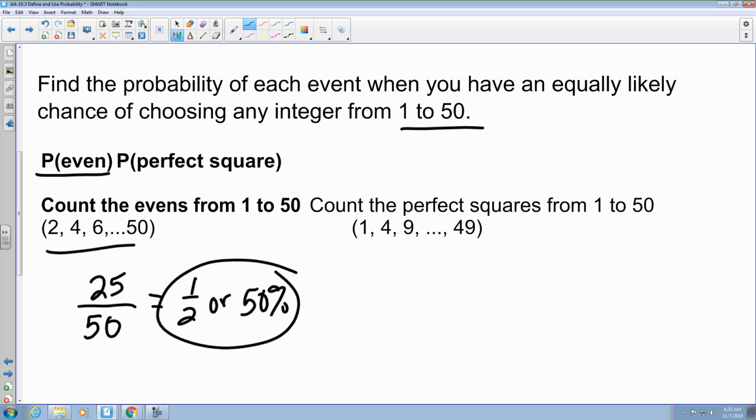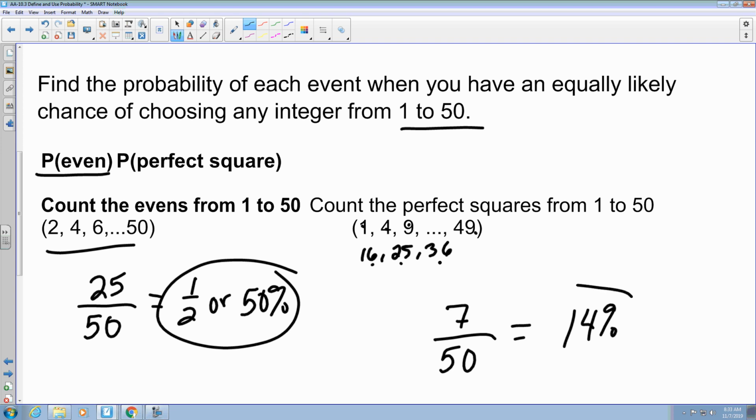In the second question, they want you to find a perfect square. They've given you some of them here: 1, 4, 9, 16, 25, and 36. So 1, 2, 3, 4, 5, 6, 7. There are 7 favorable outcomes divided by the 50 total outcomes that could possibly happen. That is in lowest terms, and it is about 14% as the likelihood.